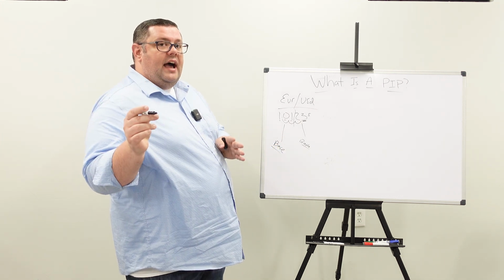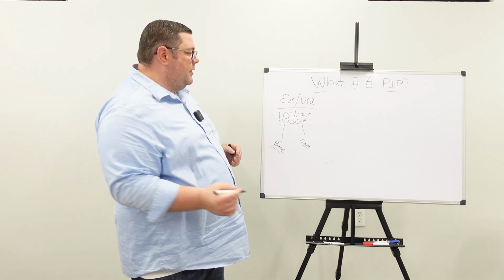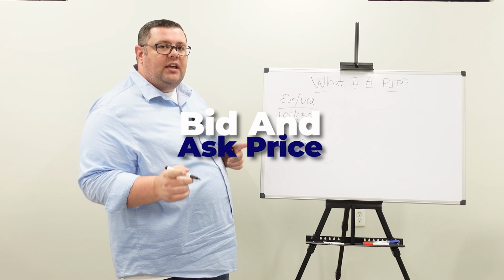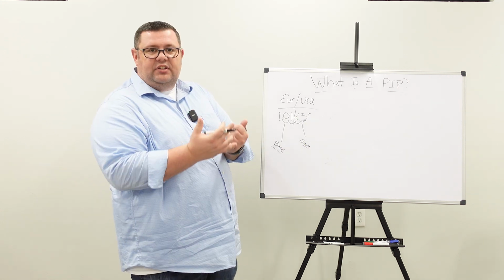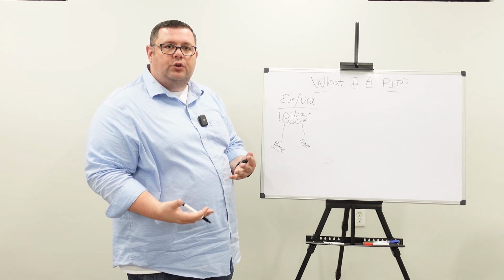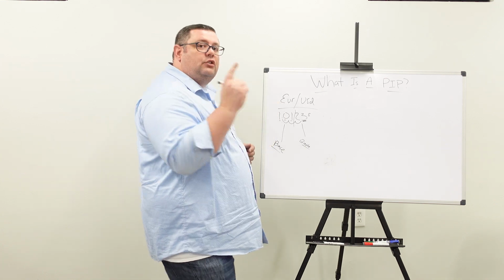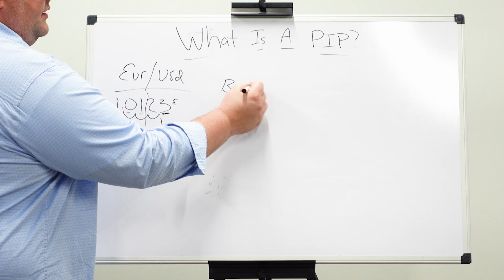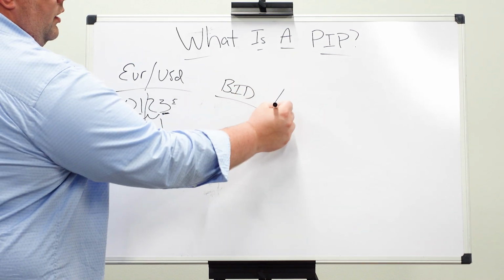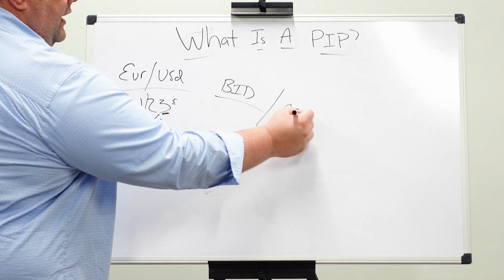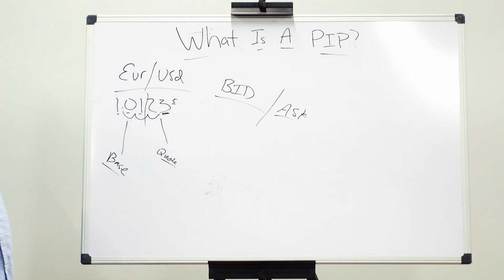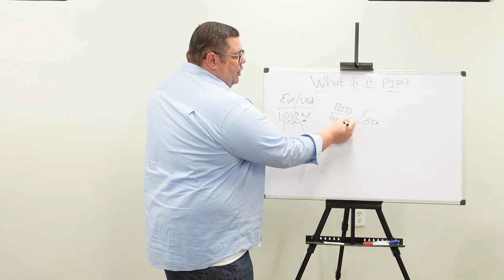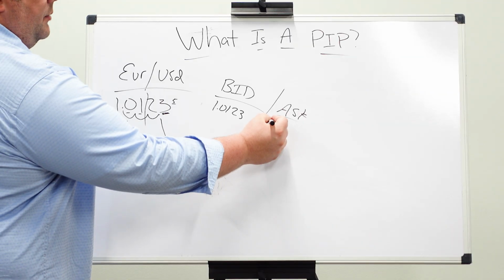Now, before I get into what a PIP is, we also have to talk about what your bid and ask price is. Because when you look at your broker, or your MT4 or Thinkorswim or whatever you use for your trading, you're going to see two prices. You're going to be looking at what's called your bid price and your ask price, okay? You're going to see two numbers. One of them is going to be like what I just showed you. The next one is going to be slightly different.